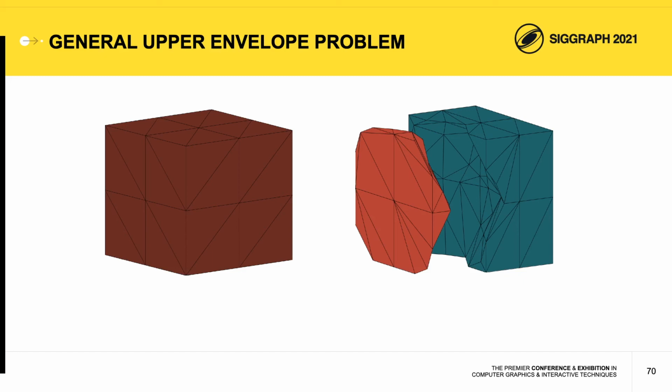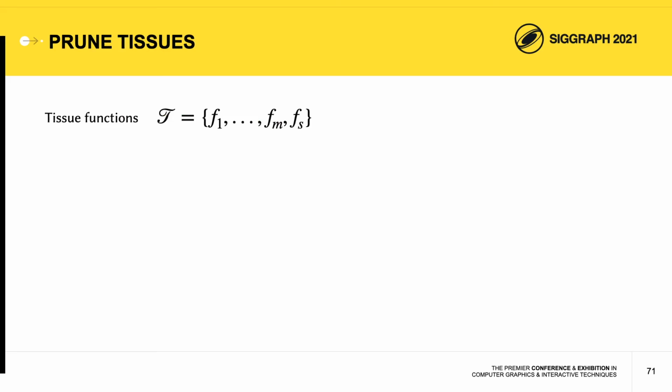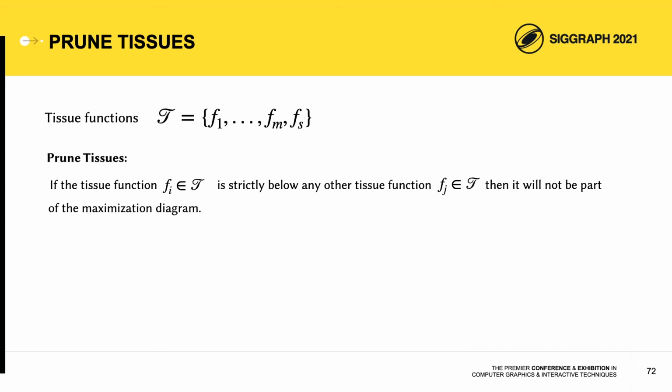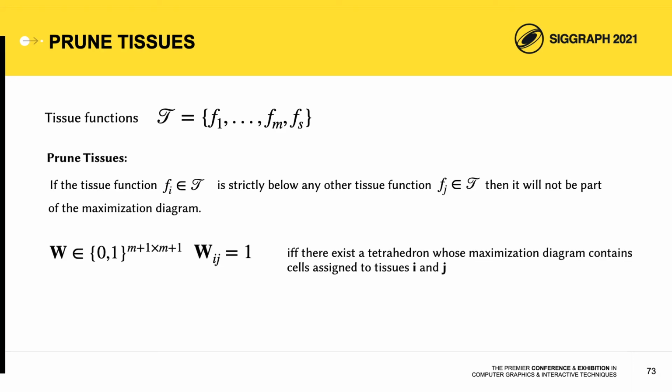Now let's discuss in detail our algorithm for computing manifold tetrahedralized maximization diagrams of functions defined as scalar fields over the vertices of a tetrahedral mesh. First, let's define auxiliary functions called prune tissues. Assume we have a set of tissue functions defined over our tetrahedral mesh that we already computed. We notice that if some tissue function f_i is strictly below any other tissue function f_j, then it will not be part of the maximization diagram and therefore can be ignored to help avoid unnecessary computation. We define a sparse matrix W where the ij-th entry is 1 if and only if there exists at least one tetrahedron whose maximization diagram will contain cells assigned to tissues i and j.